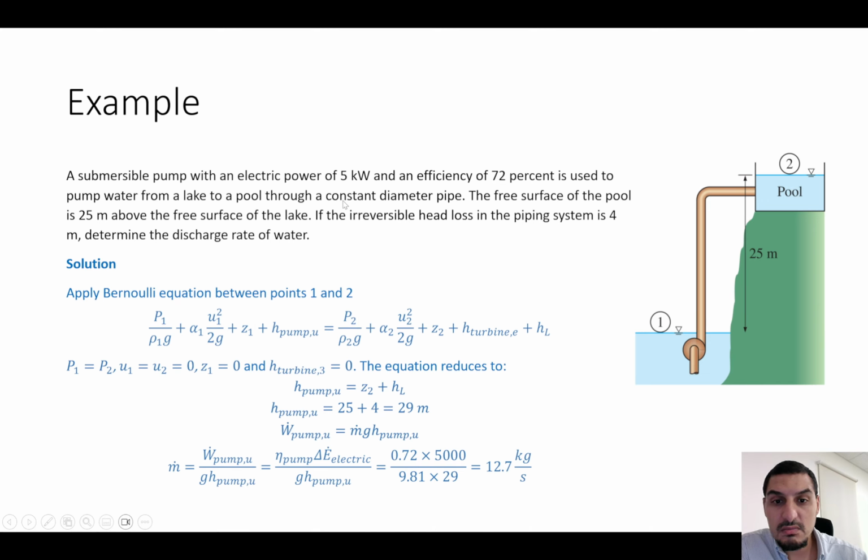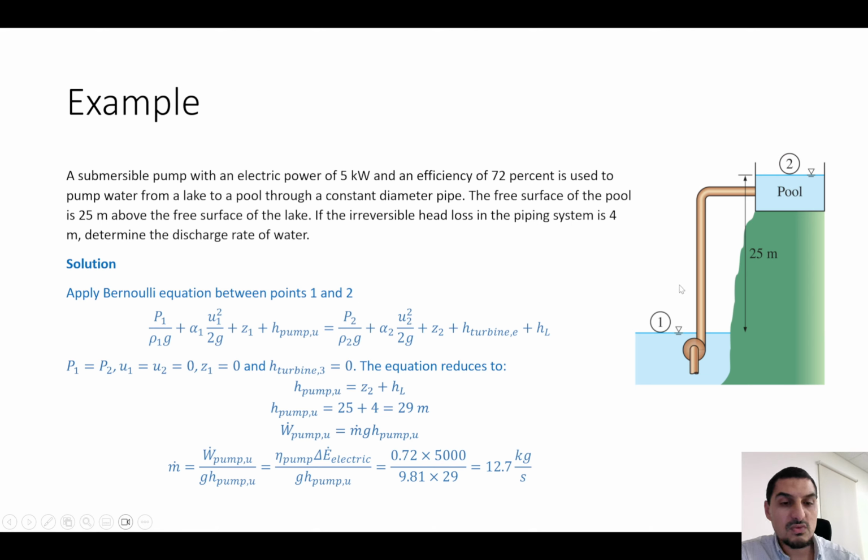And as we see, it pumps the water to a pool 25 meters high above the surface of the lake. And the head loss is 4 meters, and we need to know the rate of water discharge. So again, we need to pick two points to apply the modified Bernoulli equation to. So this is point 1 and 2. These are the two points that we have.